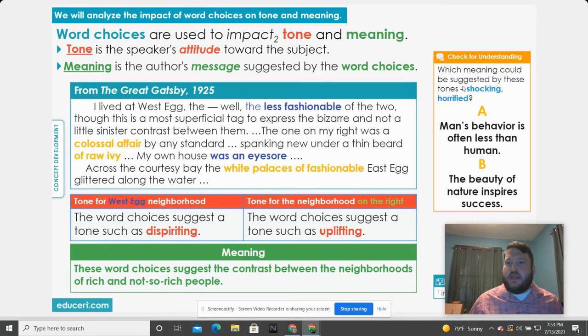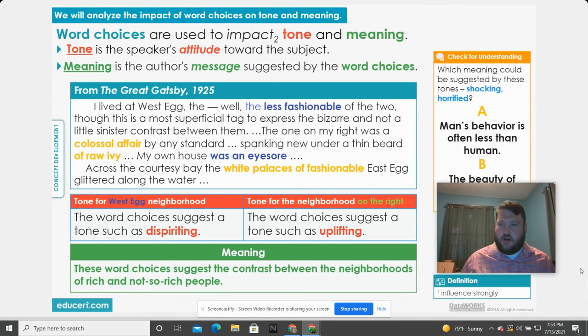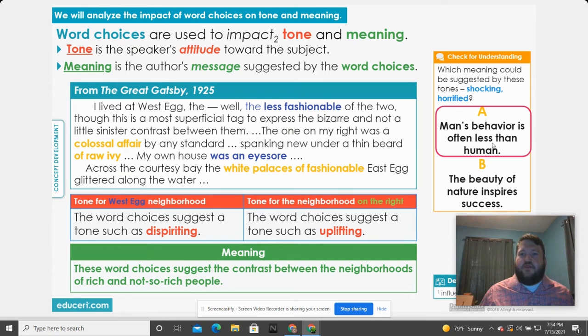Okay, next up then, a couple words here being used: "shocking" and "horrified." Which meaning could be suggested by these tones? I would probably give a couple minutes for the students to come up with an answer here before revealing our answer. Man's behavior is often less than human. Definitely not the beauty nature inspires, if we look here at our words being used, "shocking" and "horrified."